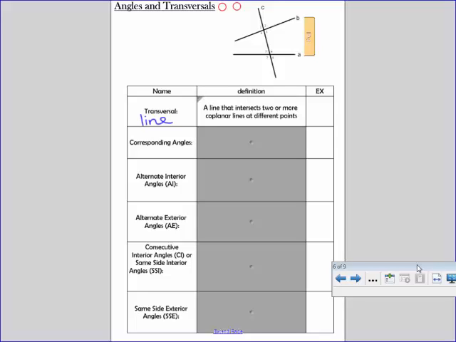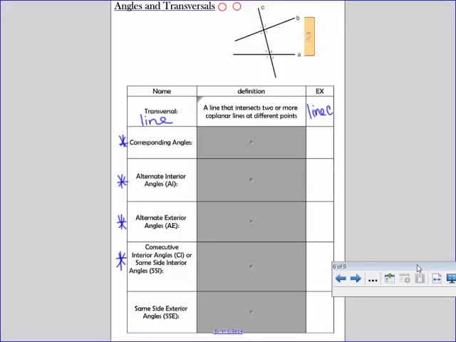And here's the definition: a line that intersects two or more coplanar lines at different points. So the line that is the transversal here is line C. Line C intersects A and B. Now, the next several example vocabulary words here are very important: corresponding angles, alternate interior angles, alternate exterior, consecutive, or we say same side interior, and you can also see consecutive exterior.